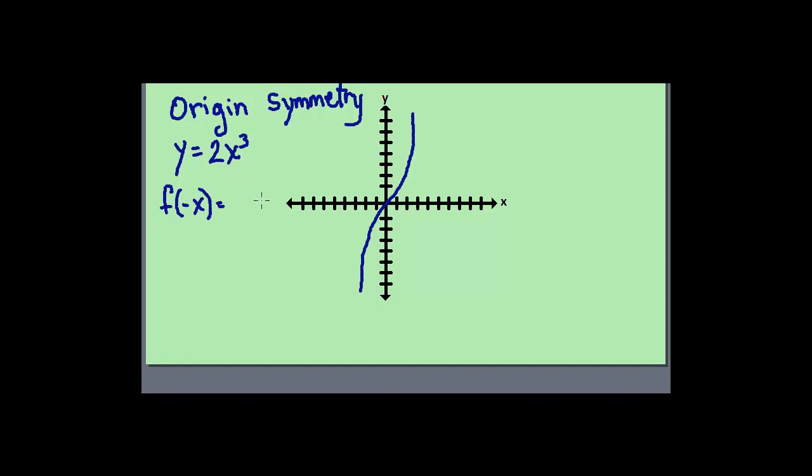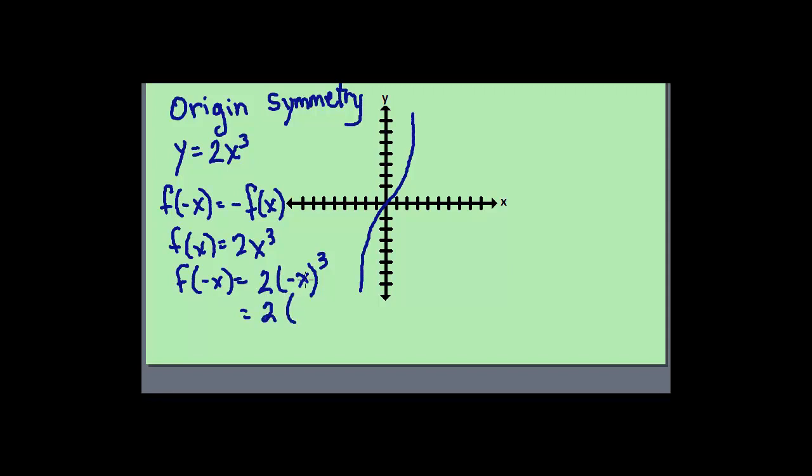In order to prove algebraically that a function has origin symmetry, you will need to show that you have the following. So my function is 2x cubed, and I'm going to try to determine what f of negative x looks like. That's going to be 2 times negative x quantity cubed, and that will equal 2 times negative x times negative x times negative x, which will then get me negative 2x cubed, which then equals negative f of x. And I've shown algebraically that this function has origin symmetry.